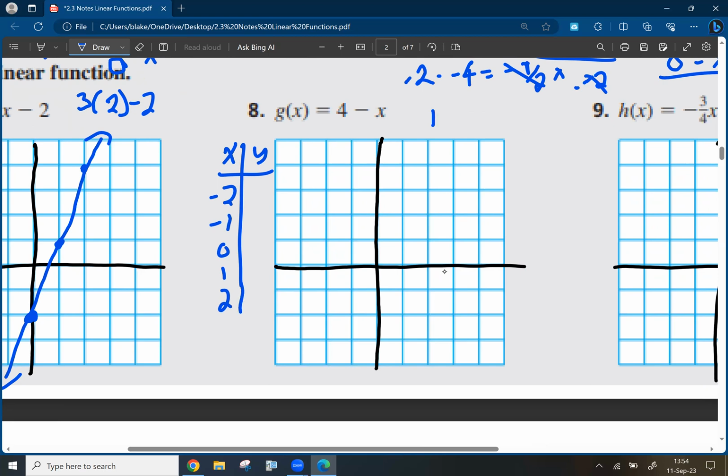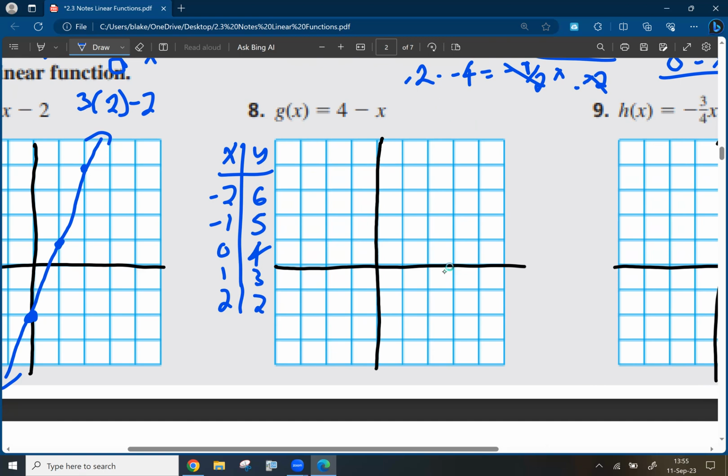So if I plug in -2, it'd be 4 minus -2, which is really 4 plus 2. So that'll come out to 6. If I plug in -1, I have 4 minus -1, which is basically 4 plus 1. So 4 plus 1 is 5. If I plug in 0, I have 4 minus 0, which is 4. If I plug in 1, I have 4 minus 1, which is 3. If I plug in 2, I have 4 minus 2, which is 2.